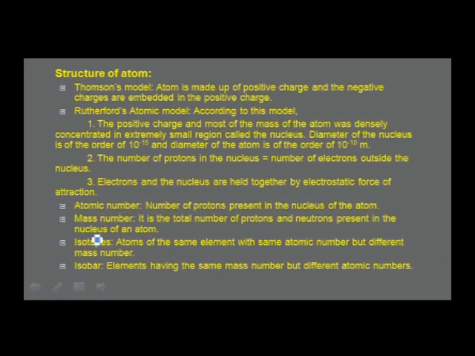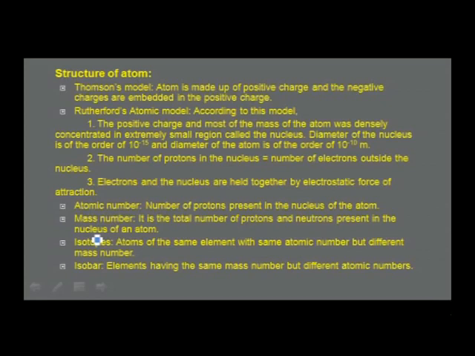The second unit is about structure of atom. Again, I have made an effort to select some of the important terms and theories that we come across. To start with, the Thomson's model. It says about the structure of atom. Atom is made up of positive charge, and the negative charges, namely the electrons, are embedded in the positive charge. The Thomson's model is also known as plum pudding model.